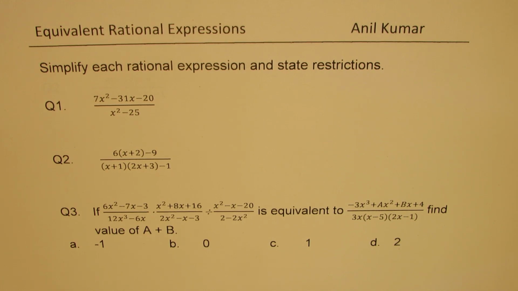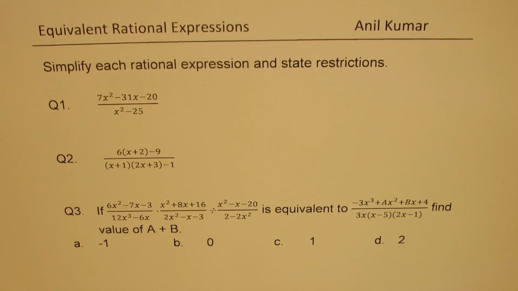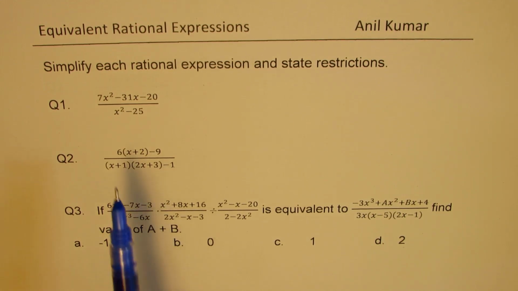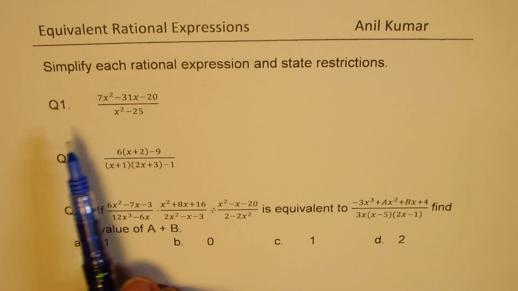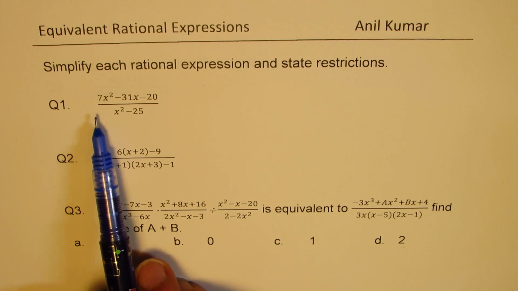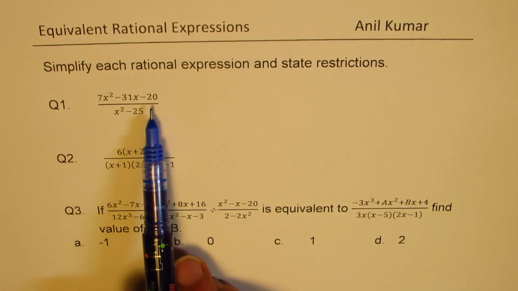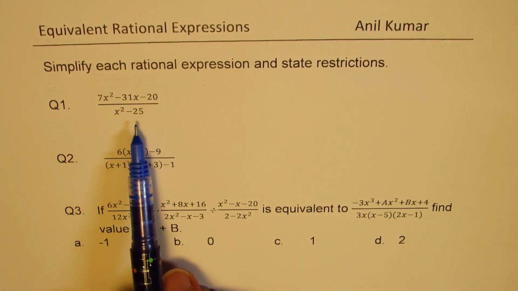In this video, we are going to discuss three examples. Now, these three are actually difficult examples on this unit on equivalent rational expressions. You need to simplify each rational expression and state restriction. Question number 1 is 7x squared minus 31x minus 20 divided by x squared minus 25.